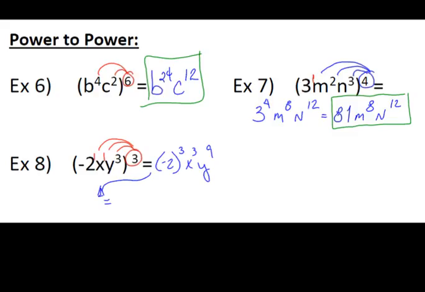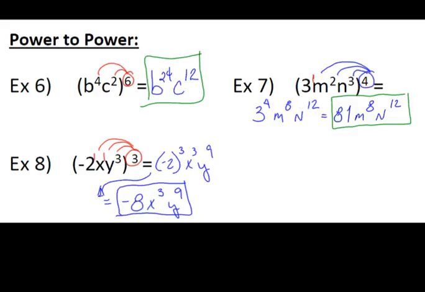Negative 2 to the 3rd power, that means to multiply negative 2 times negative 2 times negative 2, which would be a negative 8. I have x to the 3rd power, y to the 9th power. And that would be my final answer for that one.